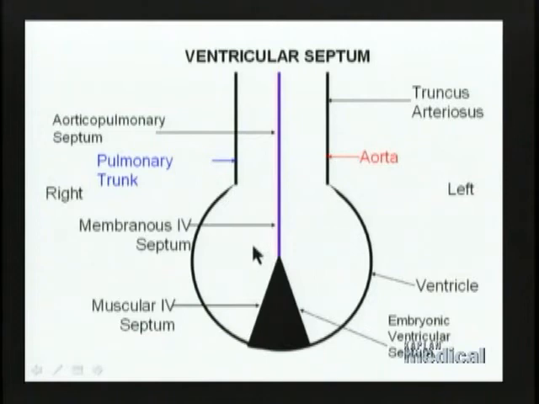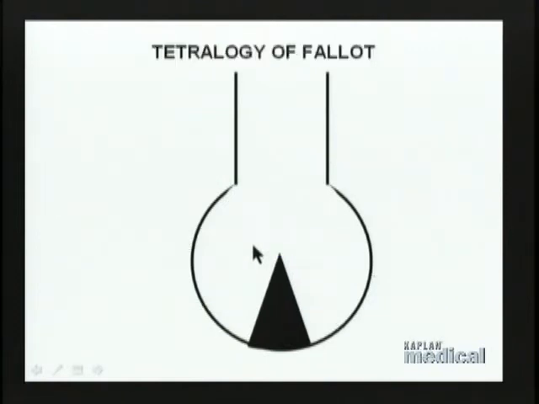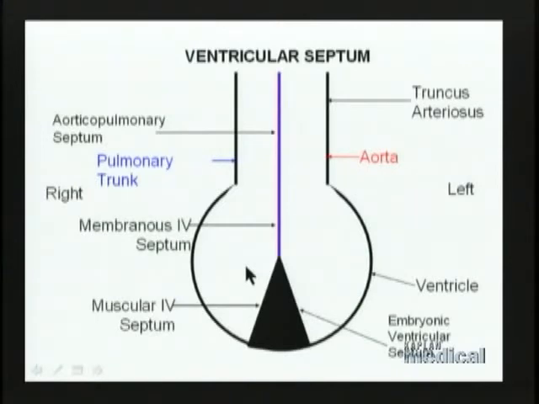Now that we've completed that septum, we now have the right ventricle flowing directly into the pulmonary trunk, and the left ventricle flowing directly into the aorta, deoxygenated blood going to the lungs, oxygenated blood going out to the body. And so that's the normal development.